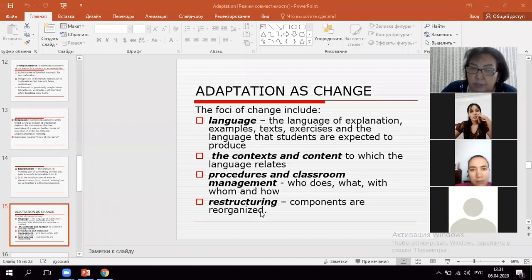Or restructuring. Components are reorganized. Components of the materials. For example, the material suggests one component for the beginning part, but you change it for the next part. So these kinds of changes can be done in adaptation as change.